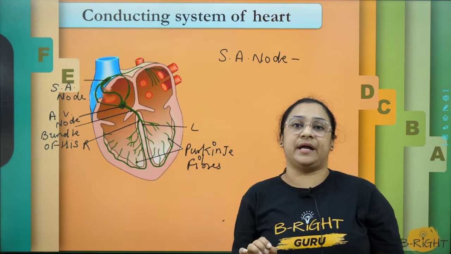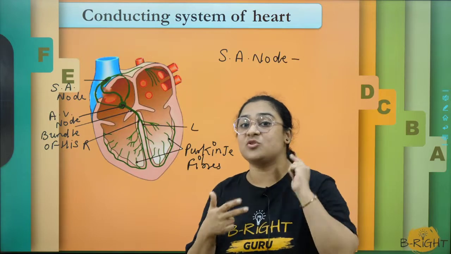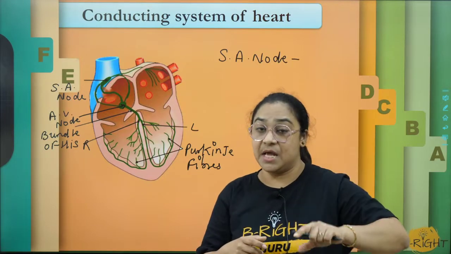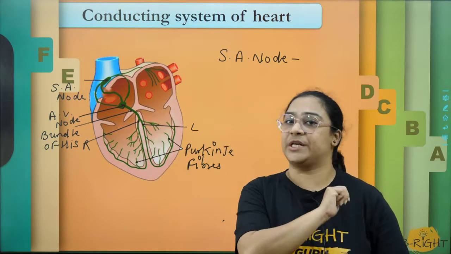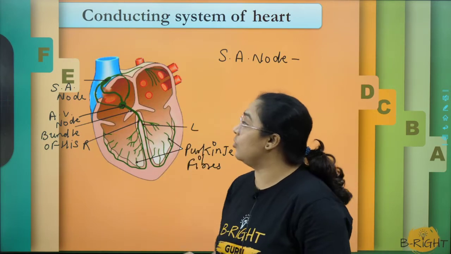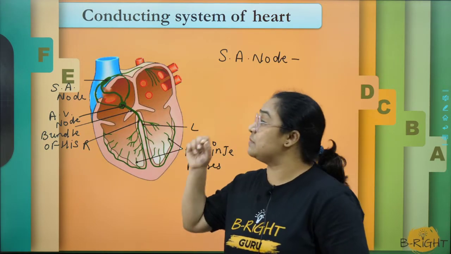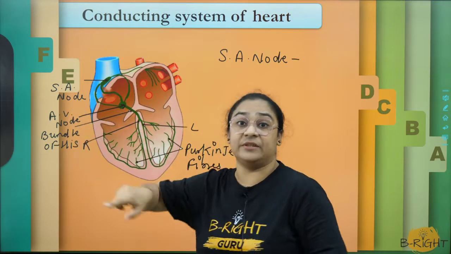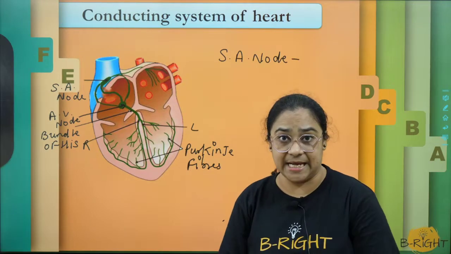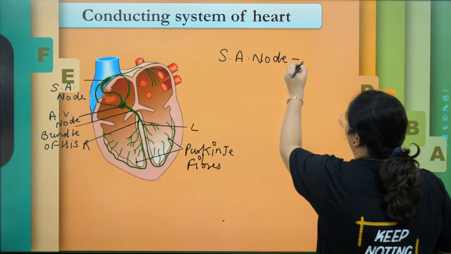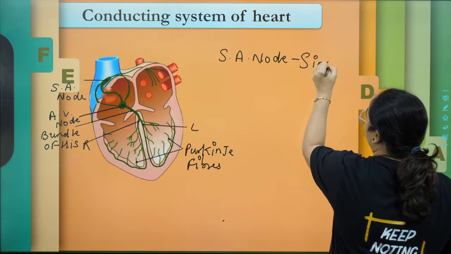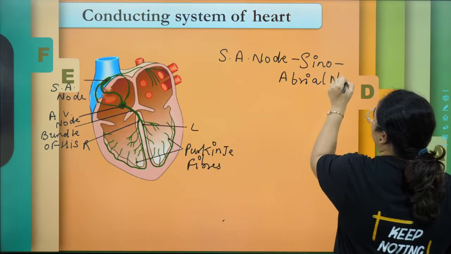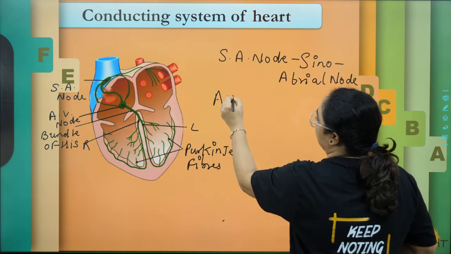ये add करना पड़ेगा. In your textbook they have given these two sentences in two paragraphs. हमें ये दोनों sentence को join करके location तैयार करना है. So I repeat, SA node is the bundle of neurons which is present at the walls of the heart near the right auricle and at the opening of the superior vena cava. Done? AV node. So SA node, sino atrial node, right? AV node.